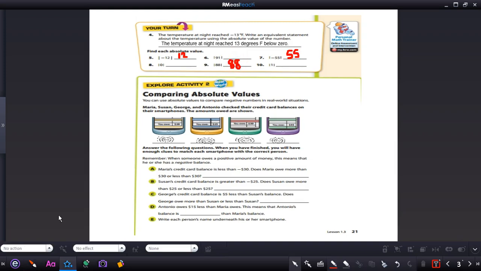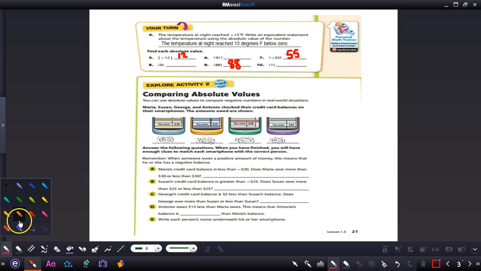Now let's take a look at comparing absolute values, explore activity number 2. It says Maria, Susan, George, and Antonio checked their credit card balances on their smartphones. The amounts owed are shown. Now what you'll have to do is answer the following questions, and we can do this together, and when we've finished, we will have enough clues to match each smartphone with the correct person. Something that's important to remember, when someone owes a positive amount of money, this means that he or she has a negative balance. So taking a look at letter A, like I said, we'll go through these together.